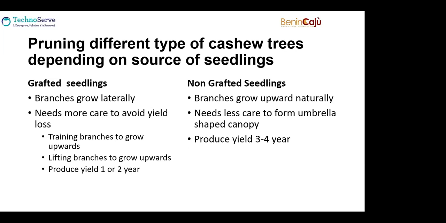As for trees raised by non-grafted seedlings, which means polygenic seed or clonal seed, or even farmer's own seed, this kind of seedlings, when it grows in the farm, the branches grow upwards naturally. This is because they are growing vegetatively and not growing reproductively. So it needs less care. However, non-grafted seedlings will start producing in the third or the fourth year.